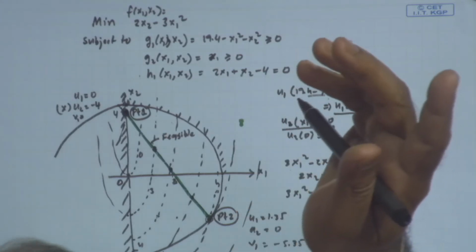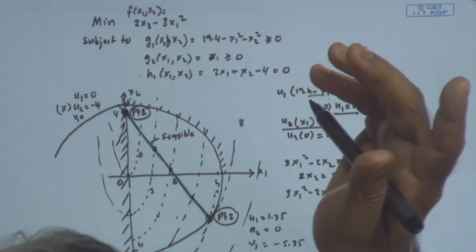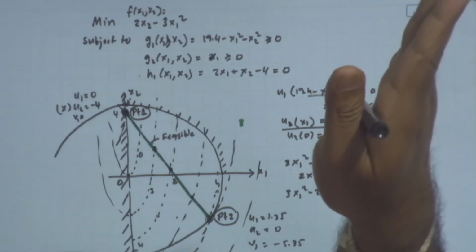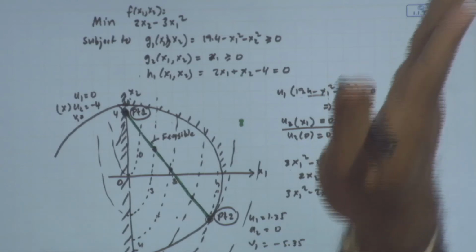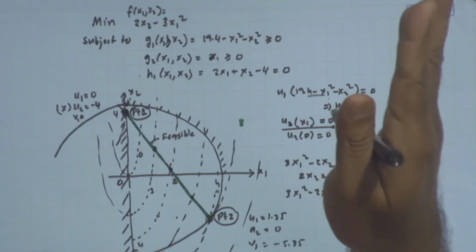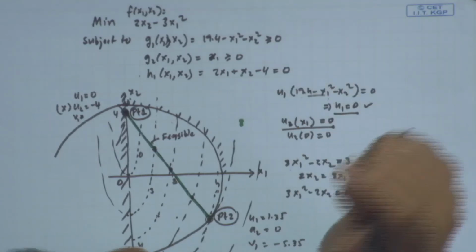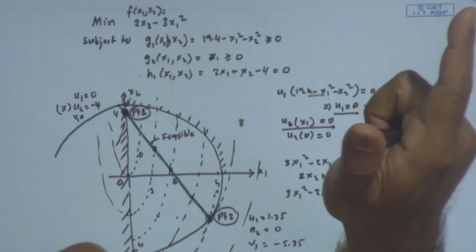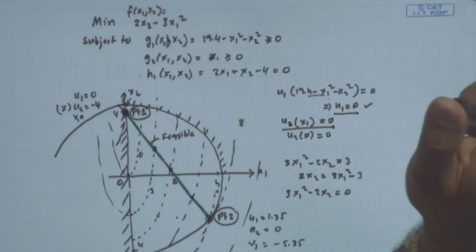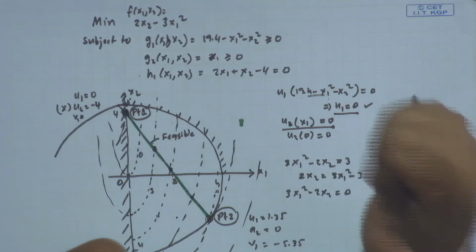Minus 4, 0, minus 4 and v1 is also... Okay, so minus 4 is not allowed, right? Because the last condition doesn't get satisfied. The last condition says u1, u2 should be greater than or equal to 0. So that means this point is not a KKT point because it doesn't satisfy all conditions. Is that okay? How about the others? Have you all got the same? Okay. Now move to the next point.